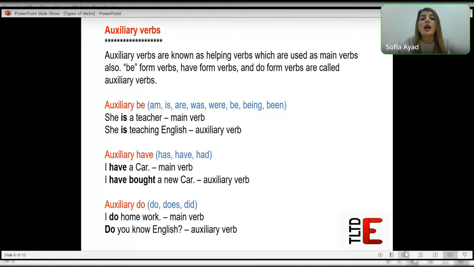Be form verbs, have form verbs, and do form verbs are called auxiliary verbs.